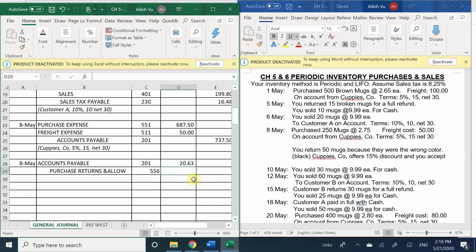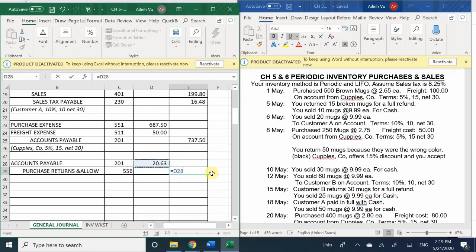$20.63 is correct. Yes. Okay, so explain. What was that formula? Could you repeat that again? How did she calculate that? Okay. So she said we were trying to return 50 items, right? And if it costs us $2.75, in parentheses, I'm calculating 50 items for $2.75.